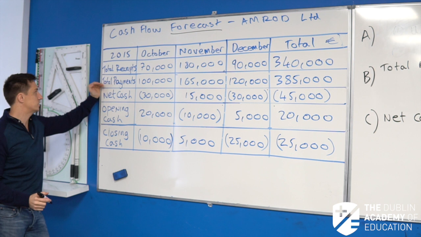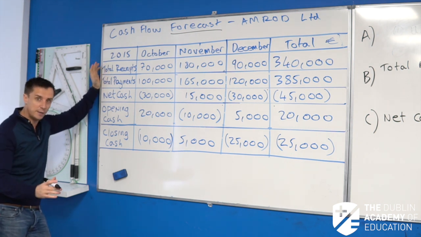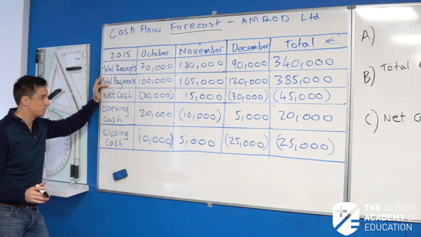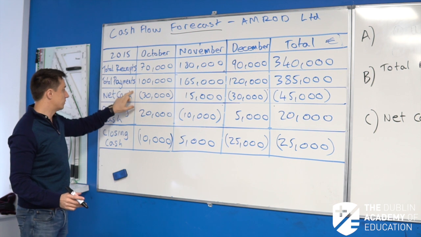So the first thing I'd be looking at is, I want to understand the breakdown of, right? So up here you have your total receipts. Now receipts, again, that's just your sales, the money coming in. Payments, money going out. So what we do is we get our receipts, take away our payments, and that will give us our net cash.